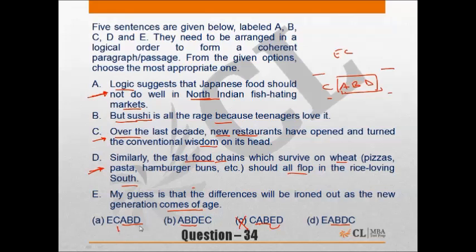This is fine. Choice B is incorrect. Choice D is incorrect. So C, A, B, D should be the combination. Hence the correct answer should be choice A. Let's move to the next question.